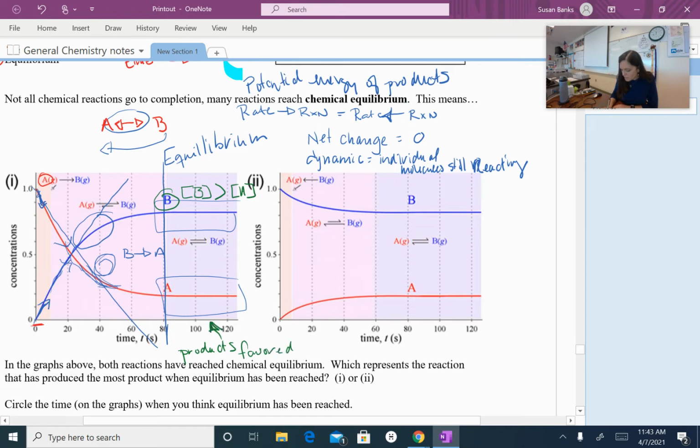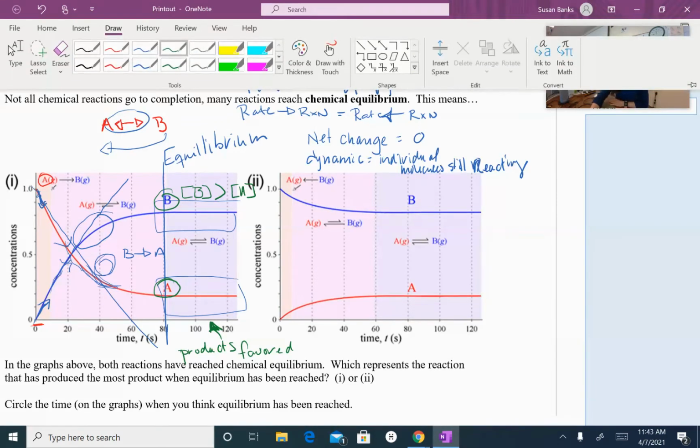So my products here are favored. That means I have a lot more products than I have reactants. My reactants are a lot lower in concentration. So yeah, most of my reactants get used up, but not all of them. Okay, let's look at this next graph.